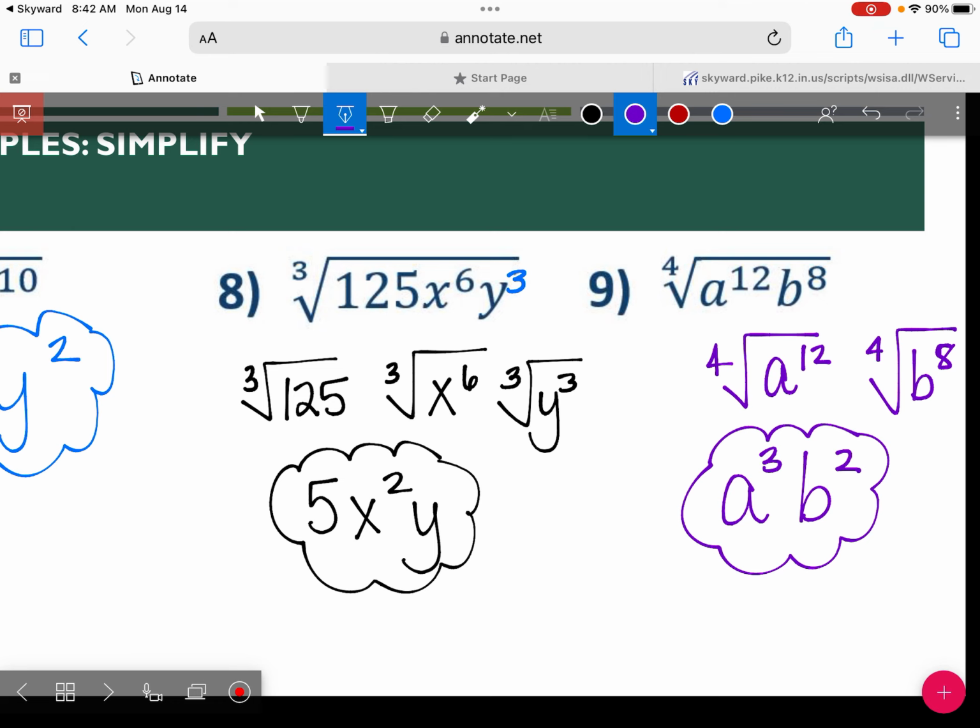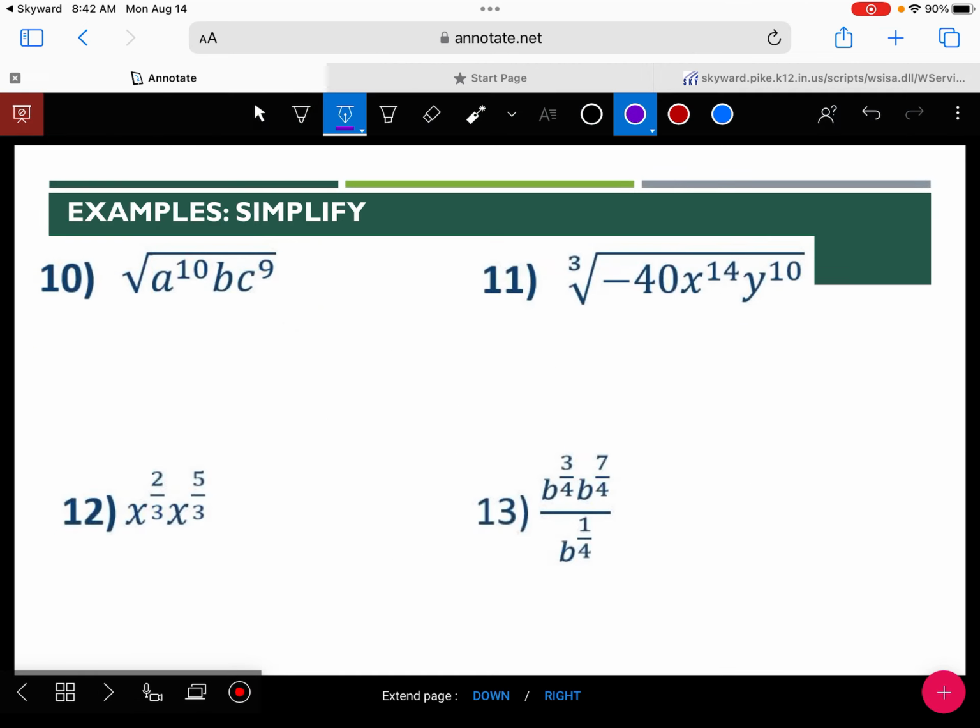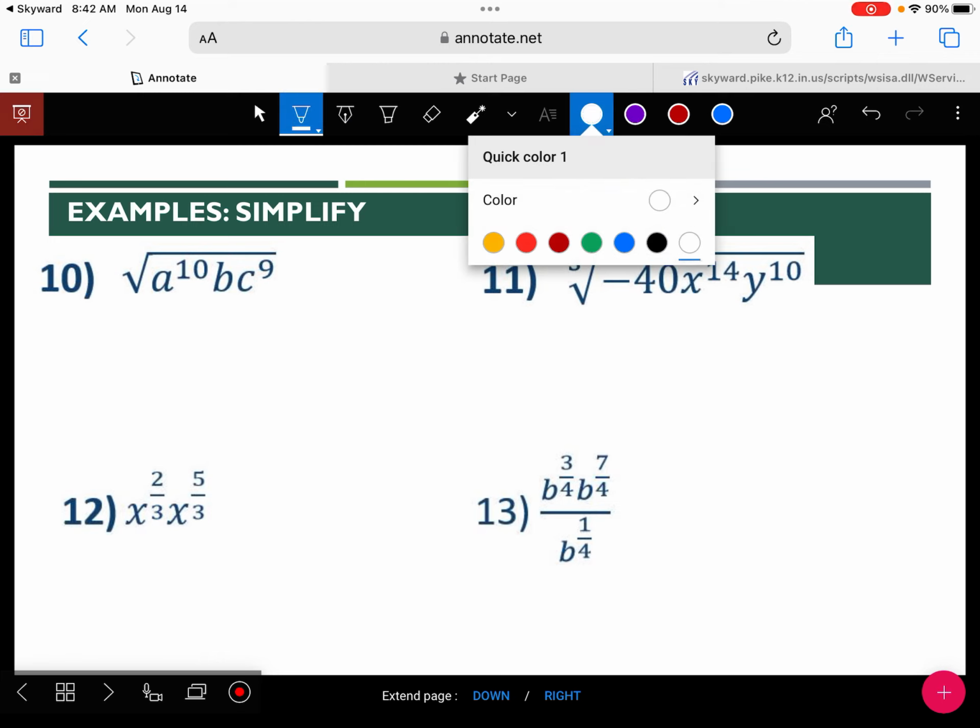So only copy down 10 and 11 because we're going to end with that today. I'm going to go ahead and actually take that off so I have some more space.